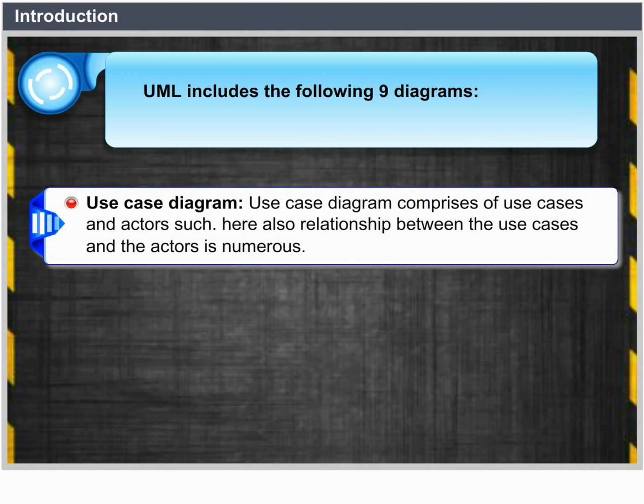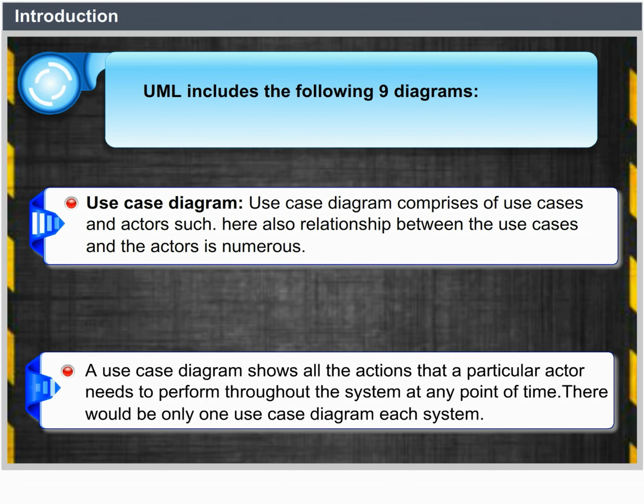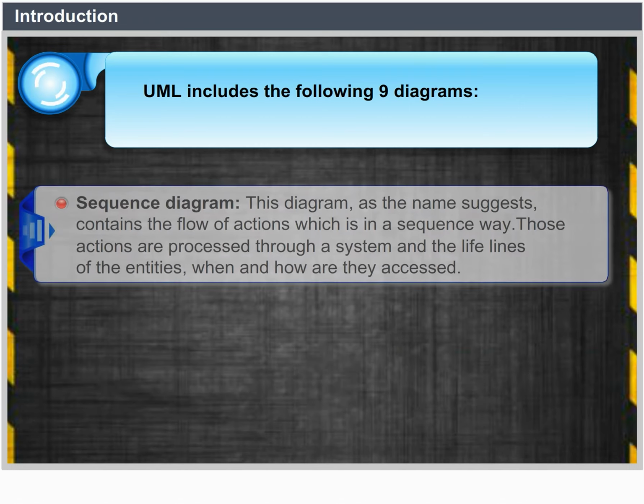Use case diagram. Use case diagram comprises of use cases and actors. Here also, relationship between the use cases and actors is numerous. A use case diagram shows all the actions that a particular actor needs to perform throughout the system at any point of time. There would be only one use case diagram for each system.